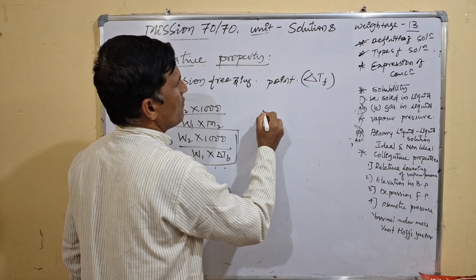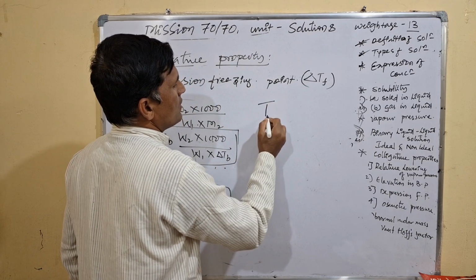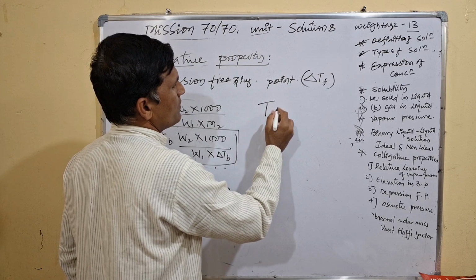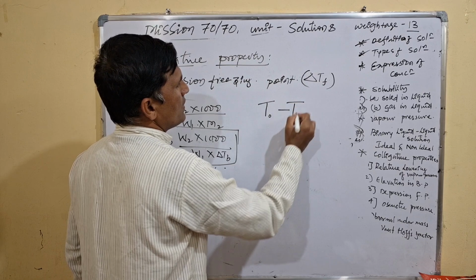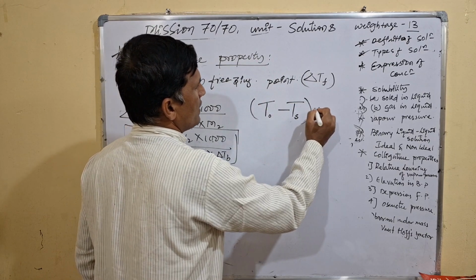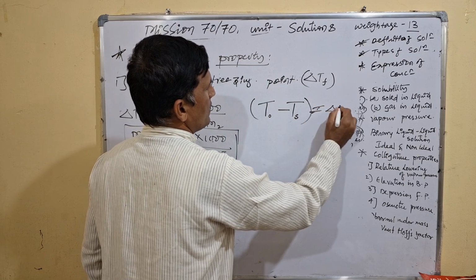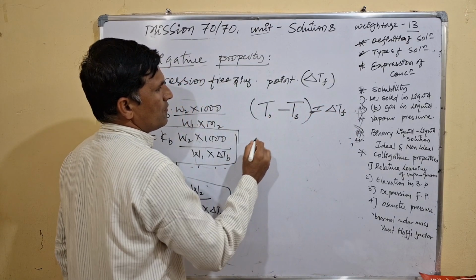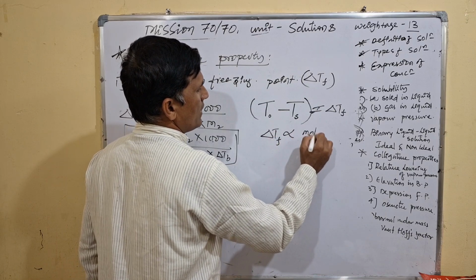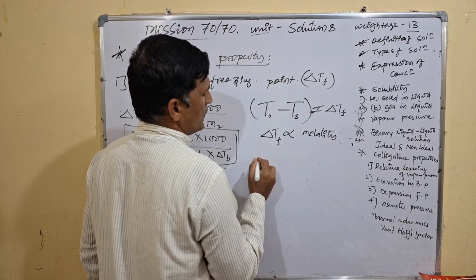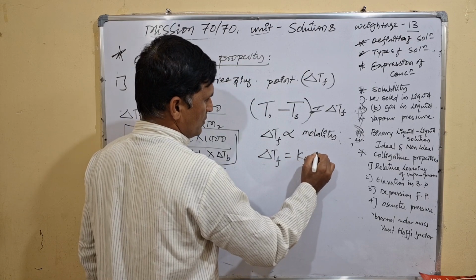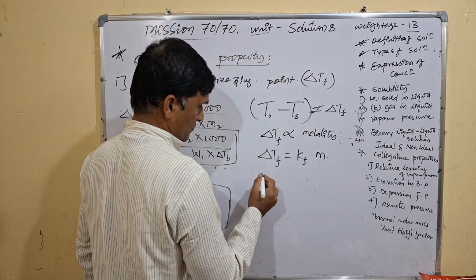That is, the freezing point of the pure solvent minus the freezing point of the solution, which we give as delta Tf. Once again, delta Tf is proportional to the molality of the solution. So delta Tf is equal to Kf into molality of the solution.